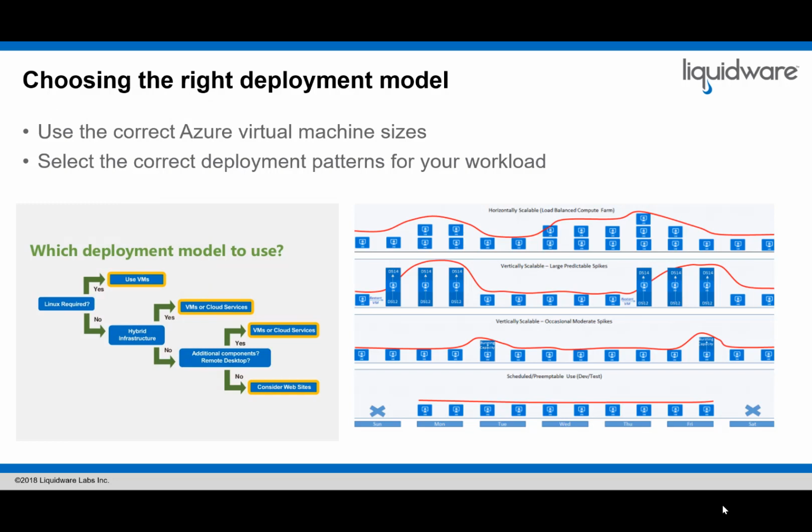So finally, now that we've gotten all that information, let's choose the right deployment model. It's really important to choose the right model. Using the correct Azure virtual machine sizes really helps contain costs. You want to select the correct deployment patterns for your workload. And again, using products like our product, Stratosphere UX, you can really understand those workloads, the predictability of those workloads, and how you can scale them.